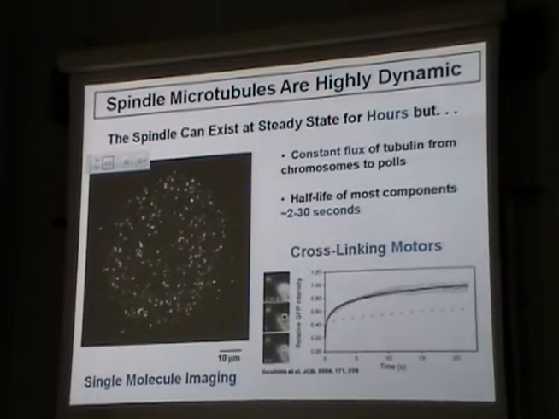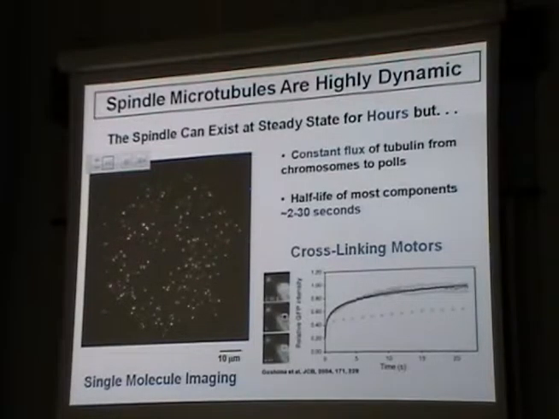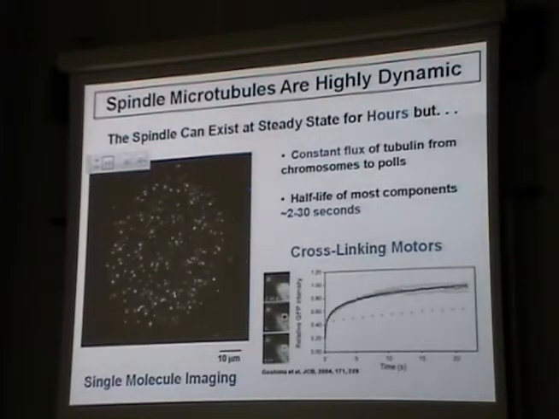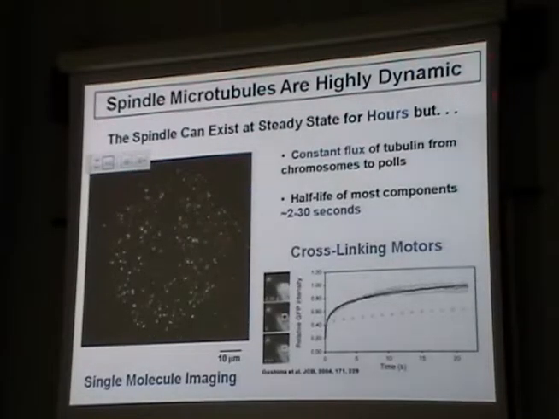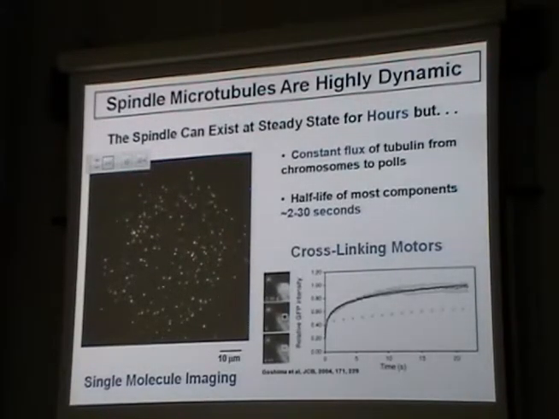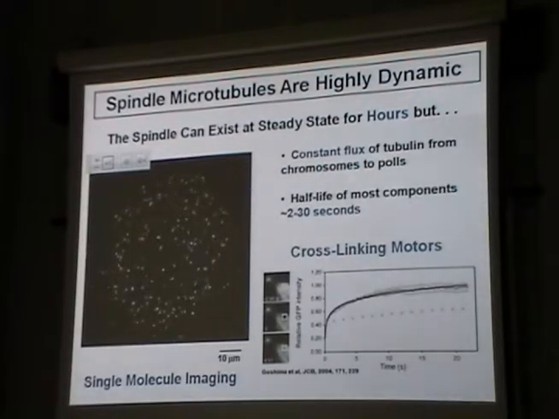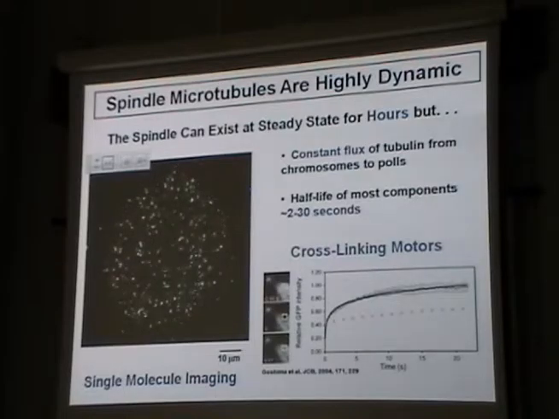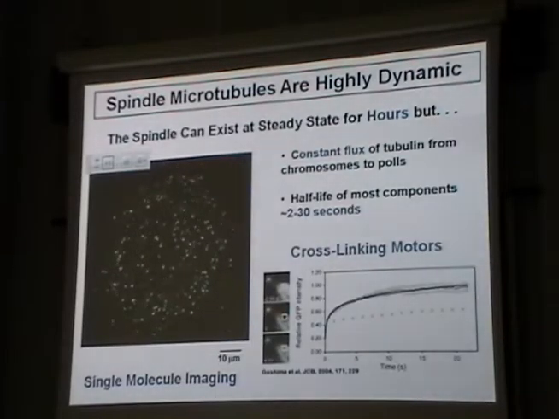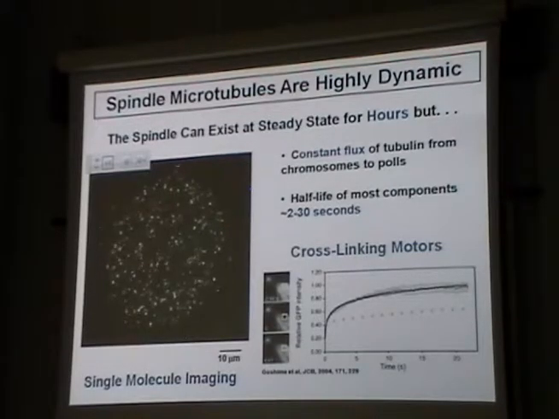Another thing that's very important to realize is that all these polymers are incredibly dynamic. These spindle structures can exist at steady state for hours. You can sit in metaphase for hours, look at a spindle, walk away from the microscope and come back, and it looks like, oh, there's the same spindle. But all of these 100,000 polymers are constantly moving and growing and shrinking.